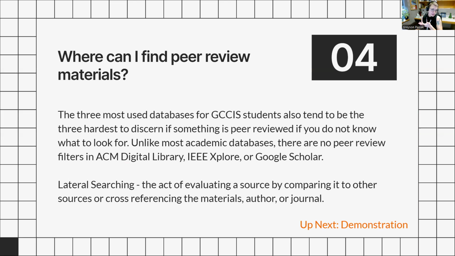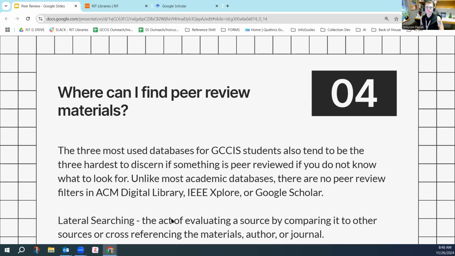You may be asking, what is lateral searching? Well, essentially, it's the act of evaluating a source by comparing it to other sources or cross-referencing the material, the author, or the journal. We do this type of search all the time in our daily lives without even realizing it, but I'll show what this looks like in practice when we get to Google Scholar. For now, I'm going to jump over to the library website and start with ACM and IEEE.